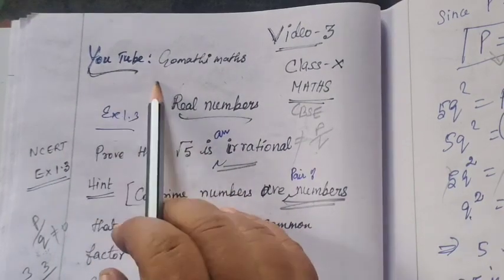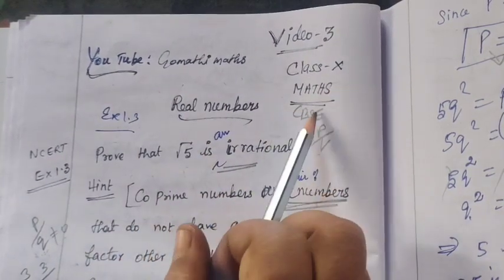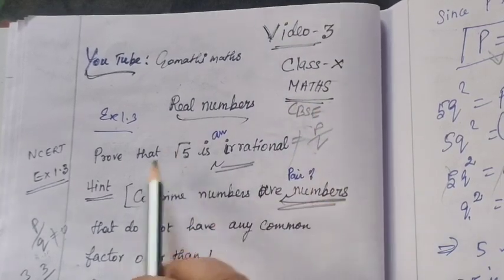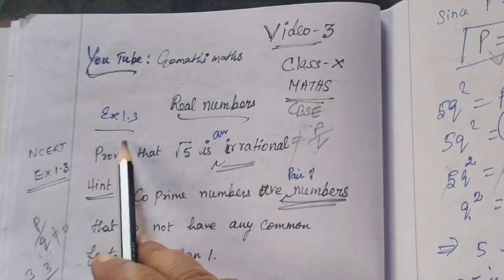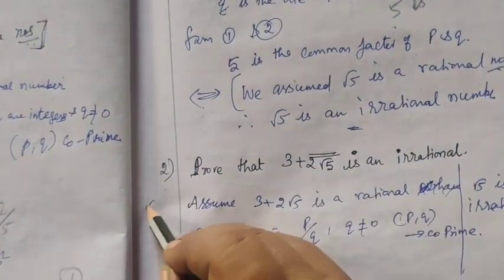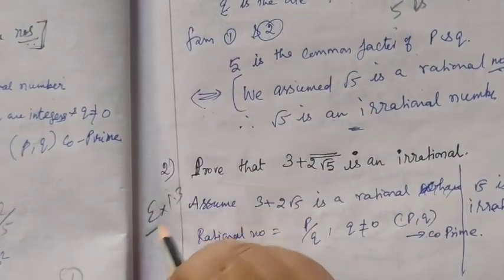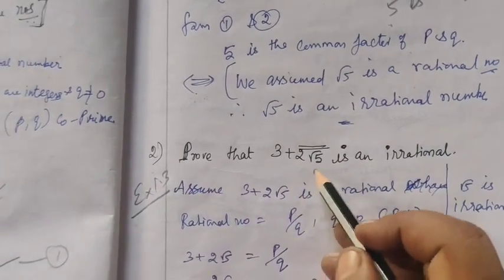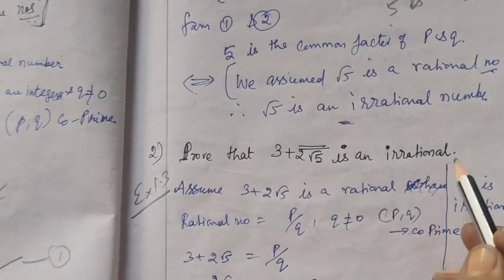Hello everyone, this is for class 10 CBSE syllabus maths exercise 1.3 question number 2. Exercise 1.3. Prove that 3 plus 2 root 5 is an irrational number.